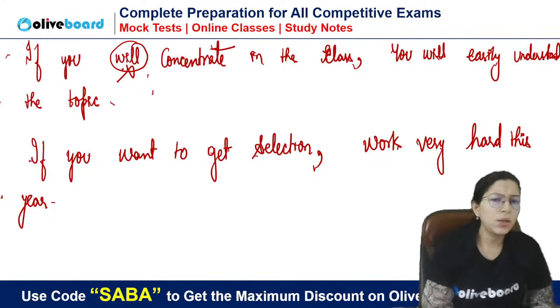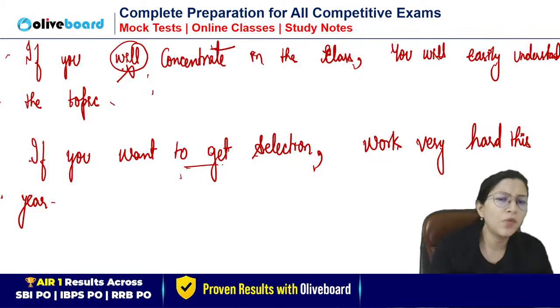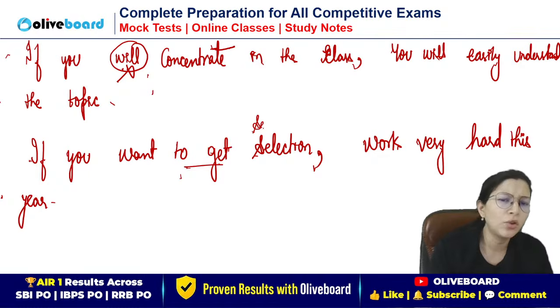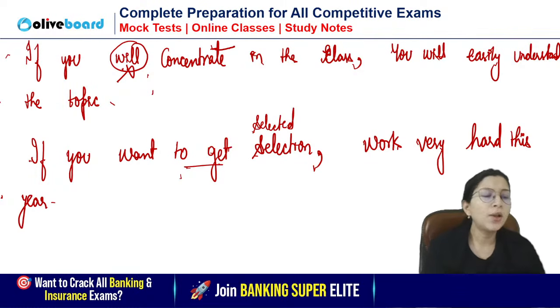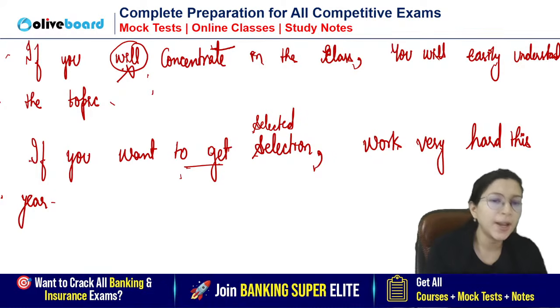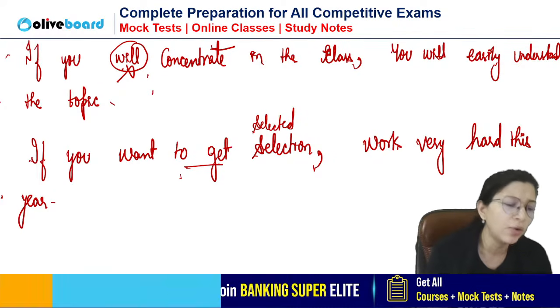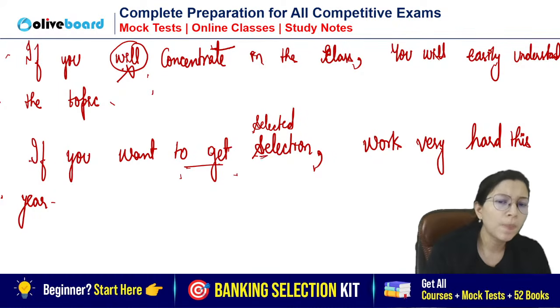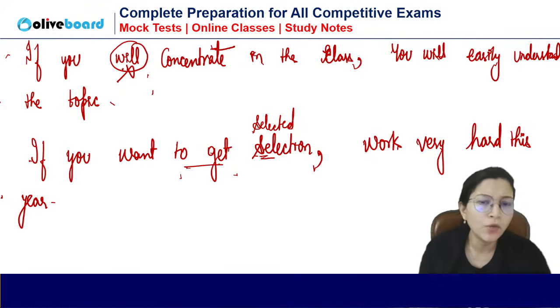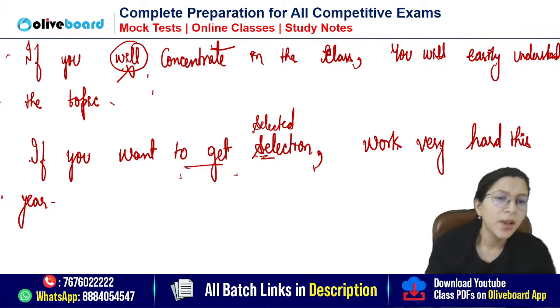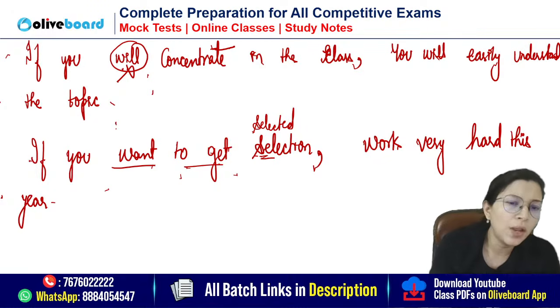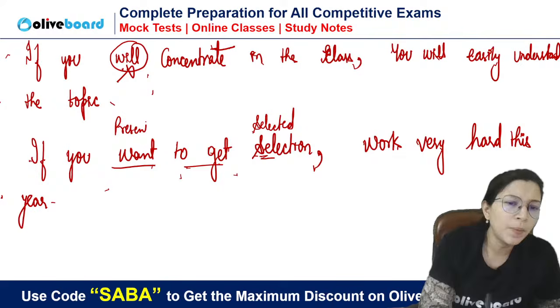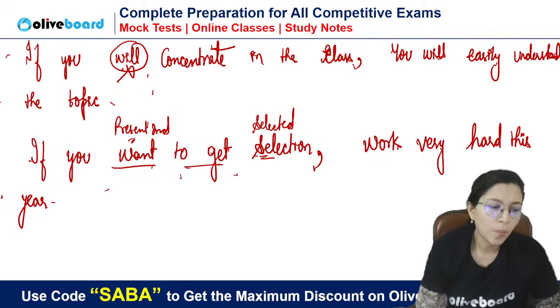See, whether I say if you want selection, if you want to get selection, or if I write if you want to get selected, is there any difference? Anything you can write. Is this wrong? You can write if you want to get selection or if you want to get selected. Both are correct. It is present indefinite. Only what we want is the subordinate clause should be present indefinite. It is given in present indefinite.